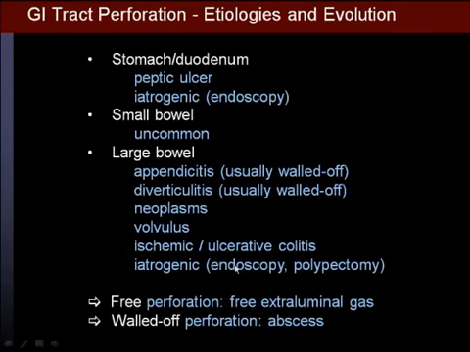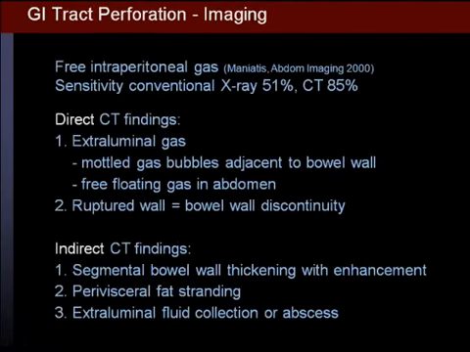In ischemic colitis, perforation may occur, and of course, following intervention. Once again, a free perforation is diagnosed by the presence of free extraluminal gas, while a walled-off perforation is demonstrated by the presence of an abscess. Several years ago, we were using conventional X-ray for the diagnosis of a free perforation, for the demonstration of free extraluminal gas, but the sensitivity is 50%, so it's like you can flip a coin. However, the sensitivity for the demonstration of gas with CT is much higher, and we can differentiate between direct CT findings and indirect CT findings.